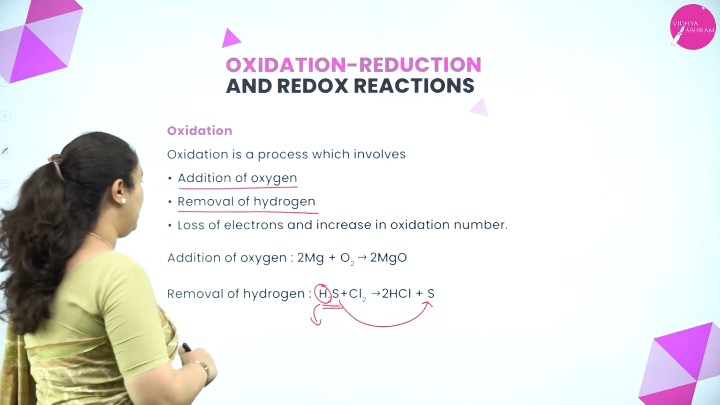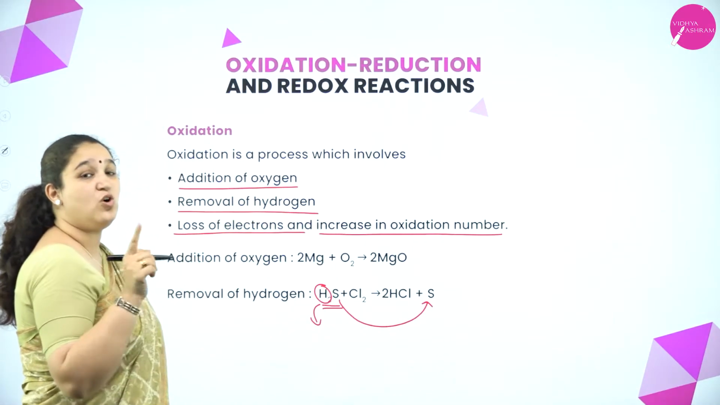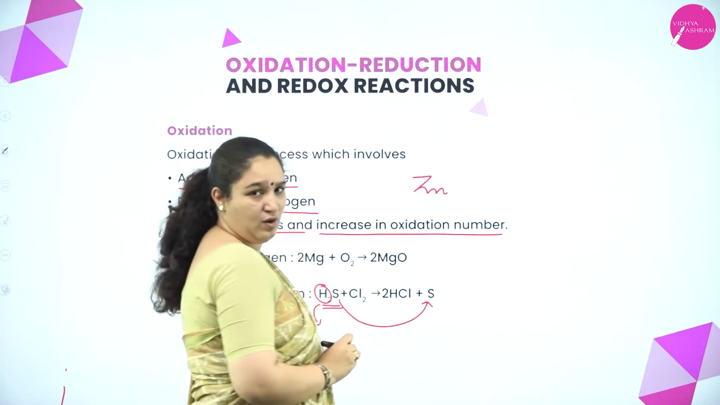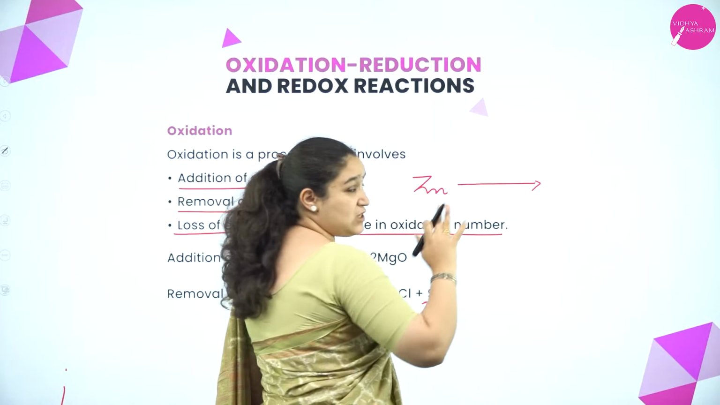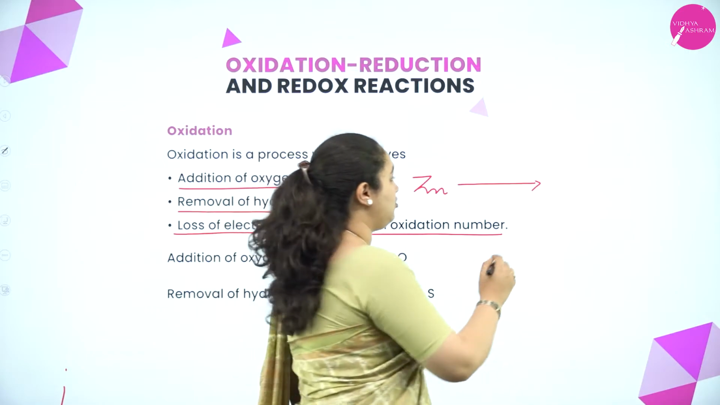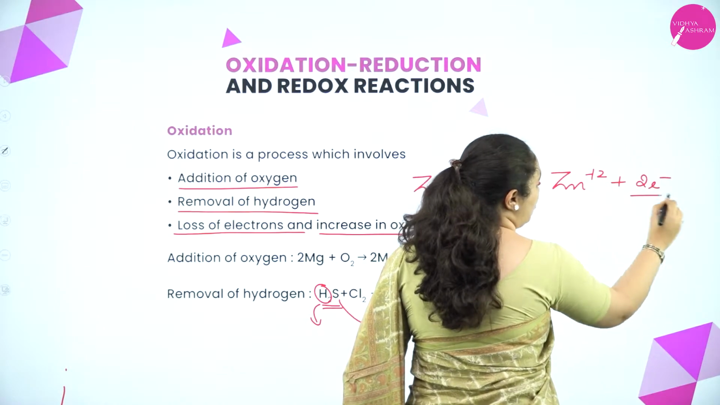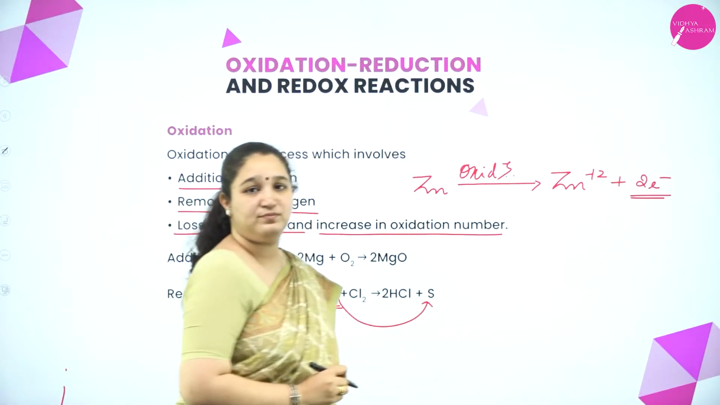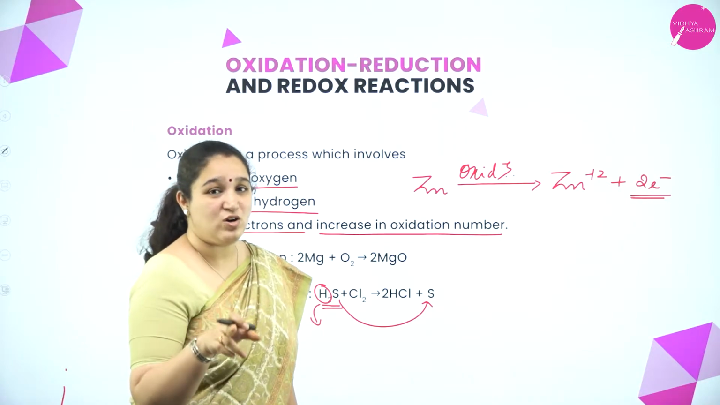Now one more way of telling is loss of electron and increase in oxidation number is also oxidation. For example, I'll take zinc metal. If zinc metal has lost electrons, from zinc metal I am removing 2 electrons, then zinc will come into +2 state. And what is lost? 2 electrons are lost, and this reaction is oxidation reaction. So loss of electron also is oxidation.